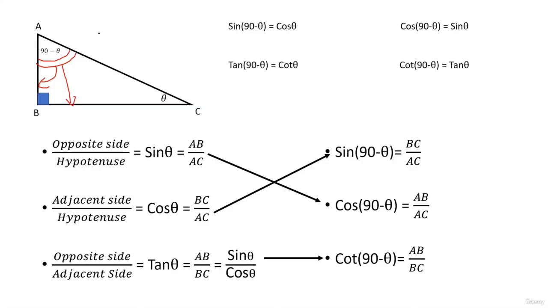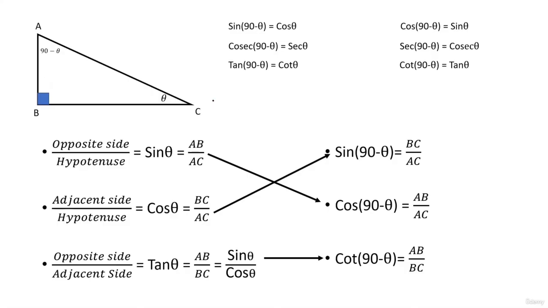In the same way, you will observe that tan of 90 minus theta is cot theta and vice versa. Cot of 90 minus theta is tan theta. You can observe the same relationship for sec and cosec also. Cosec of 90 minus theta is sec theta, and sec of 90 minus theta is cosec theta. It makes sense, right, guys?